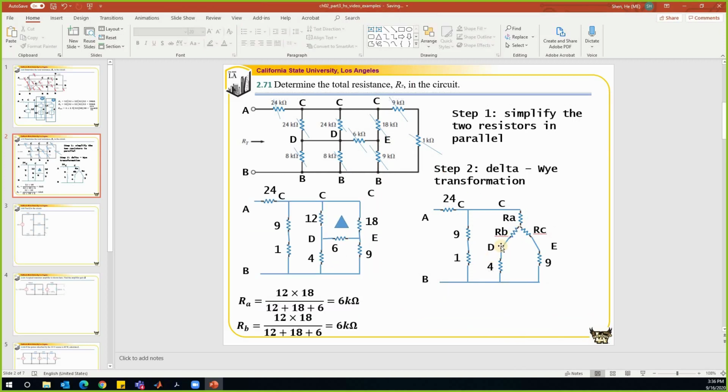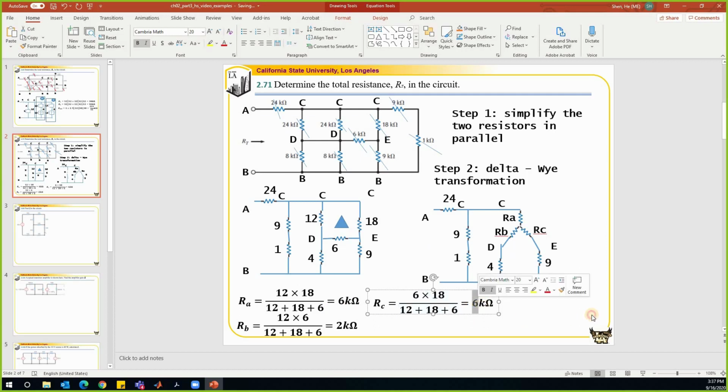So RB, because it is connected to node D, is equal to the multiplication of the two resistors connected to node D. Over here we know that it's a 12 and a 6, so this is 12 times 6. So it's 1/3 of RA, right? That gives us 2 kilo ohm. And we can do the same thing for RC. RC is equal to the multiplication of the two resistors connected to node E divided by the total resistance. So that is 6 times 18. That will give us half of RA, which is 3 kilo ohm. So that is how we calculate RA, RB, and RC.